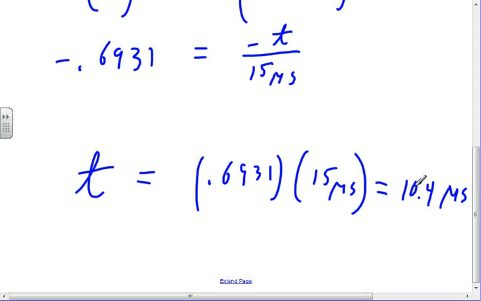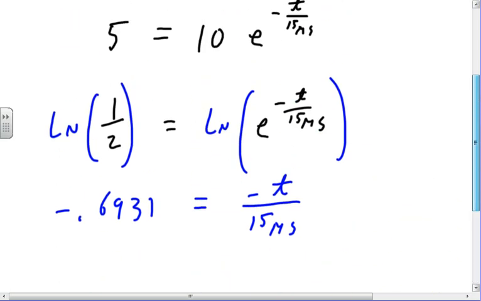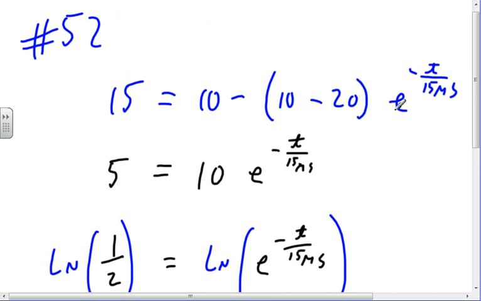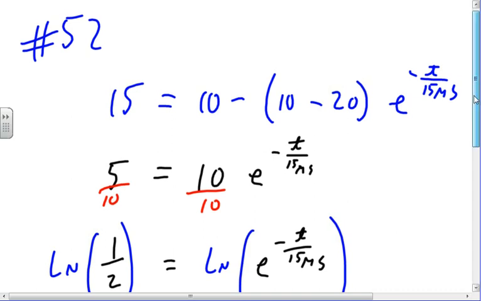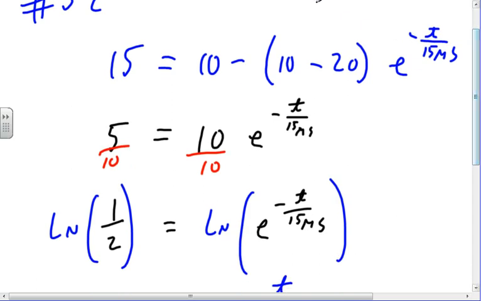Yes, what's the question? When you had a 5 equals 10e to the whatever, and then you went down another step, from here to here? See that 10? I divide both sides by 10. And this becomes a 1/2. And this becomes a 1. Clear as mud.